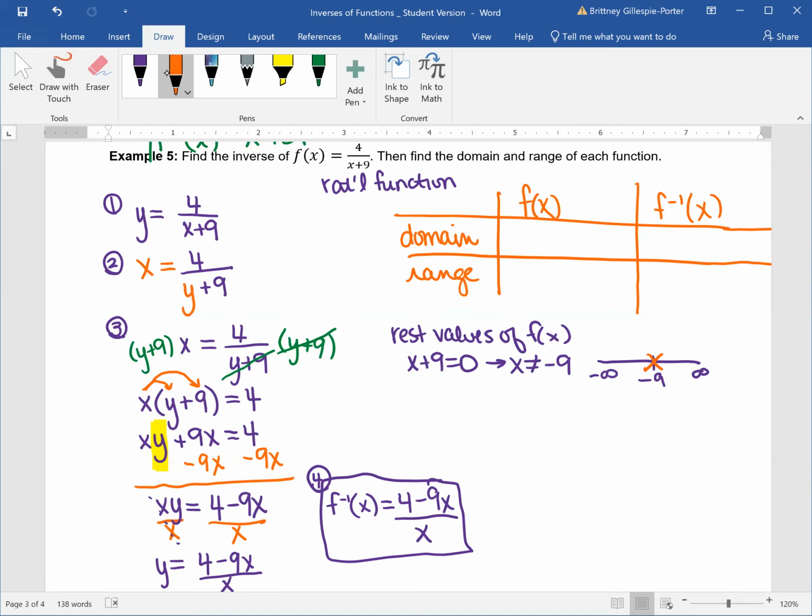So if we are doing our little number line to help us with interval notation, we're saying that x cannot be negative 9. So our domain is going to be negative infinity to negative 9 with a parenthesis. We need to jump over negative 9, which means we need the jump rope, the union, and then negative 9 to infinity. If we found the domain of the original, we found the range of the inverse. So we're going to copy that back down. Negative infinity to negative 9, union negative 9 to infinity.